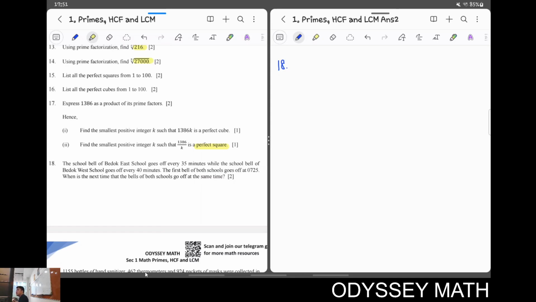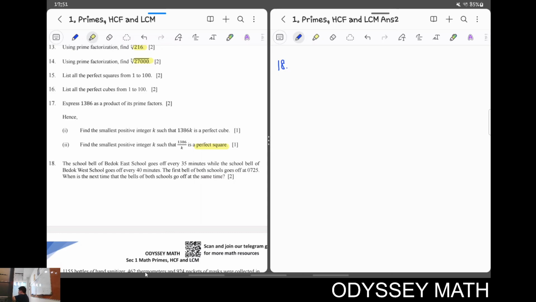Can? So question number 18, the school bell of Bedok East School goes off every 35 minutes, while the school bell of Bedok West School goes off every 40 minutes. The first bell of both schools goes off at 0725. What is the next time that the bells of both schools go off at the same time?